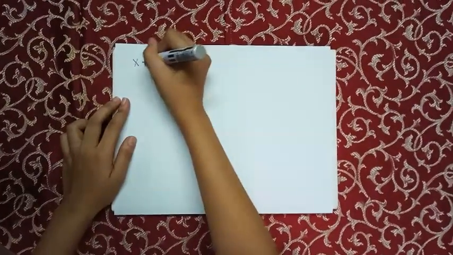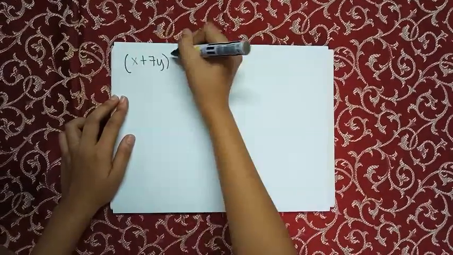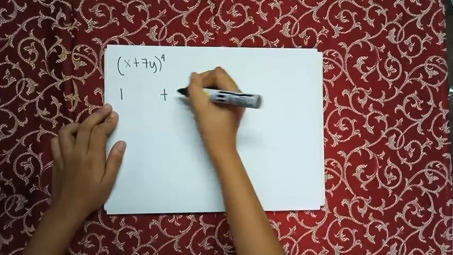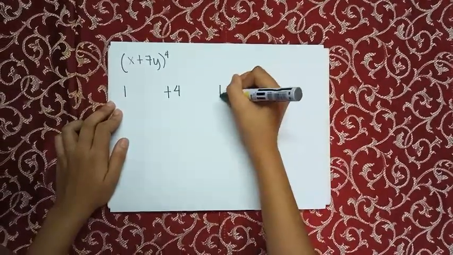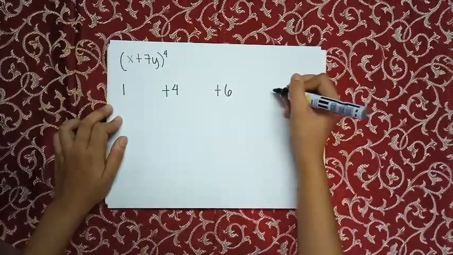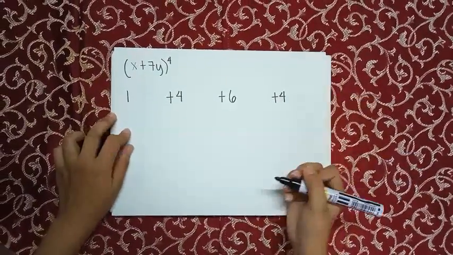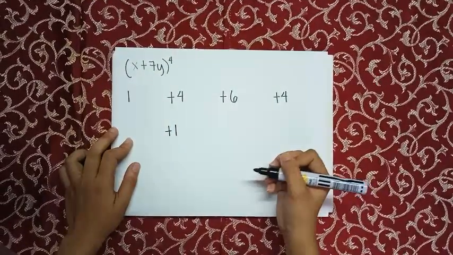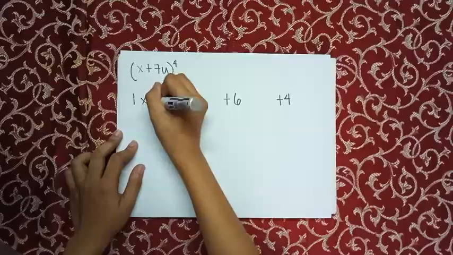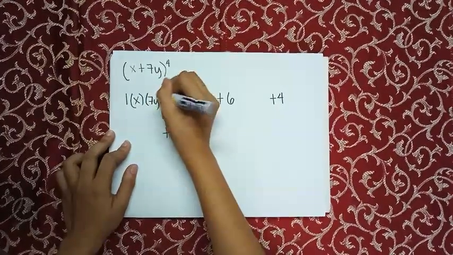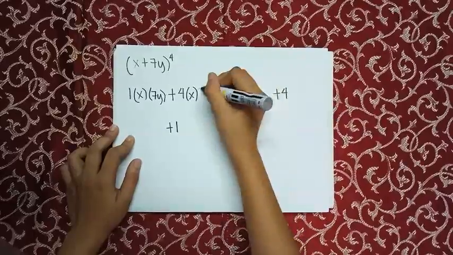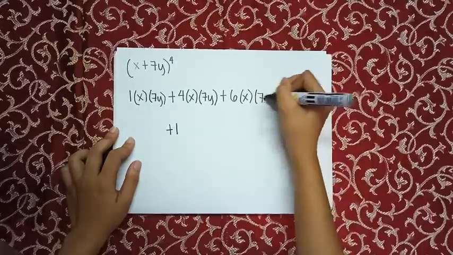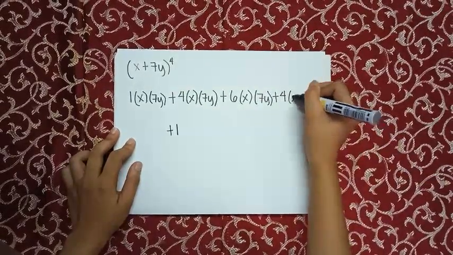So let's have an example: (x + 7y) raised to 4. First, we'll write the terms in the expansion from Pascal's triangle, which is 1 4 6 4 and then 1. We'll add them all since the sign is positive. After that, we'll write the values of a and b, which are x and 7y, beside the terms in the expansion of Pascal's triangle.